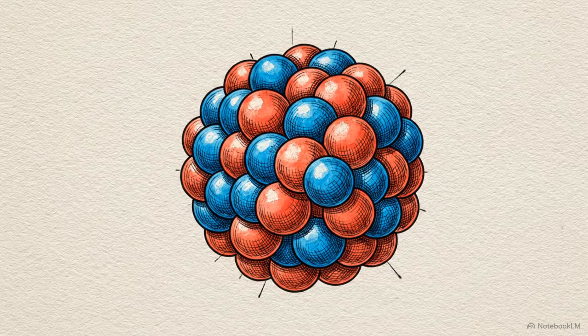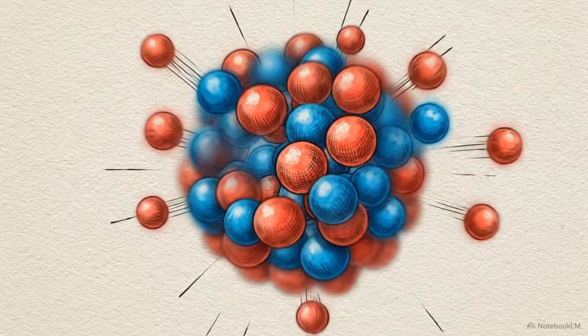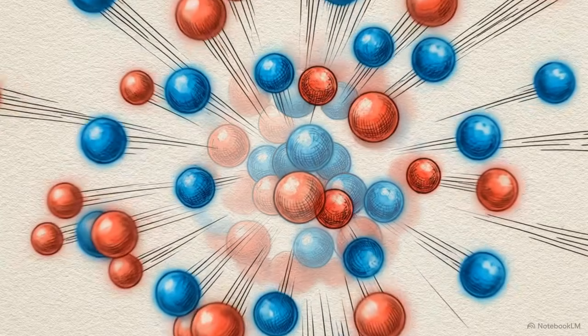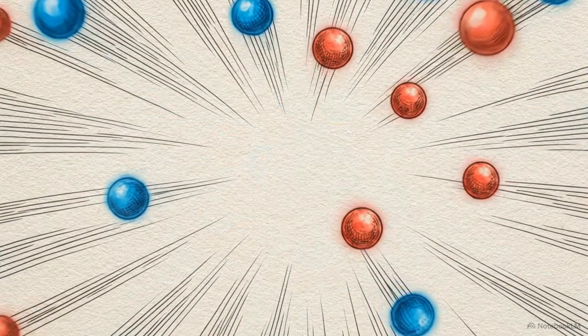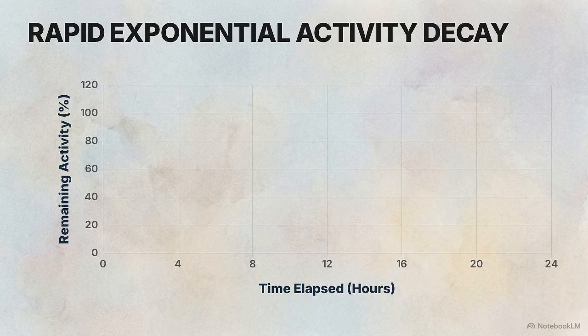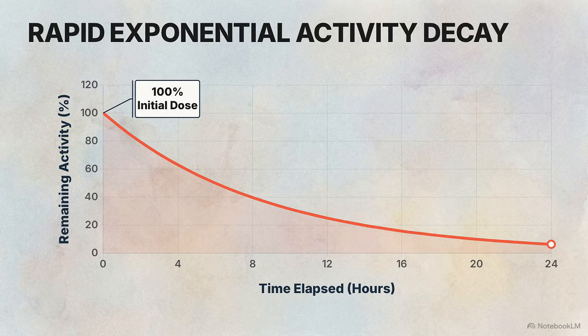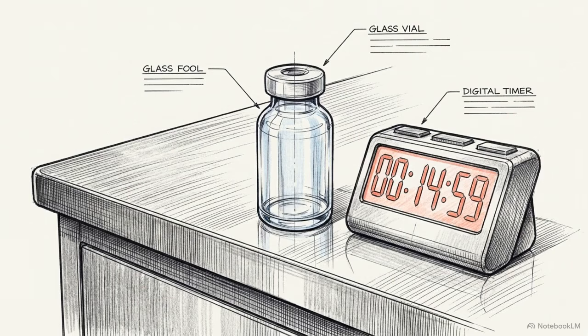To visualize human physiology in real time, physicians require highly unstable atoms. This animation shows a glowing atomic nucleus, illustrating that extreme physical instability. Because of this extreme instability, these atoms undergo rapid exponential decay. Often they vanish into stable, useless elements in a matter of hours or even minutes.